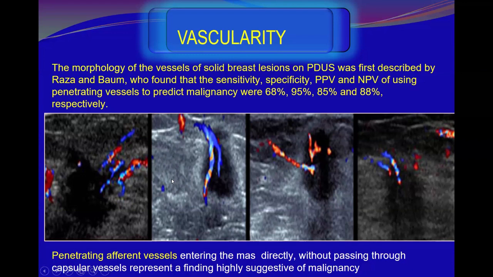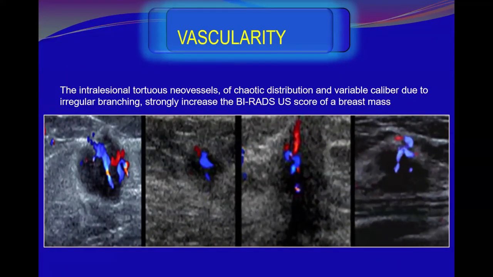And here we can see multiple penetrating vessels. When we see multiple penetrating vessels, it is even more highly suggestive of malignancy. Can you see? These are branching, but these are multiple penetrating vessels. Again, if we see intralesional vessels without seeing the feeding vessels or capsular vessels, it is also a suspicious feature, especially if these vessels are chaotic in distribution and tortuous. It signifies new vessels or neoangiogenesis, and strongly increases the BI-RADS score. If you see such a vascular pattern or morphological distribution pattern, we have to raise the level of the BI-RADS score.